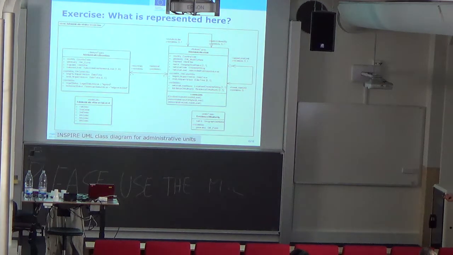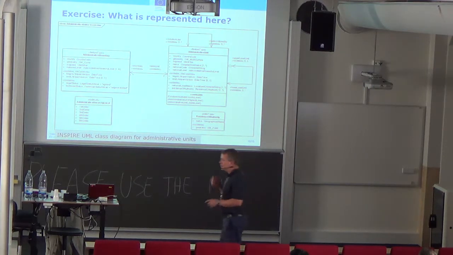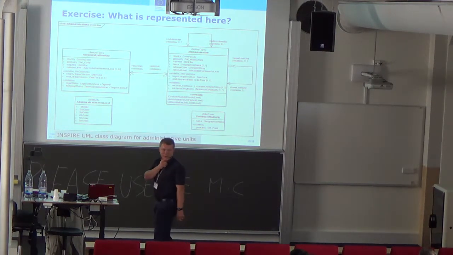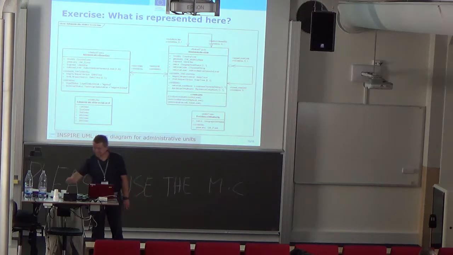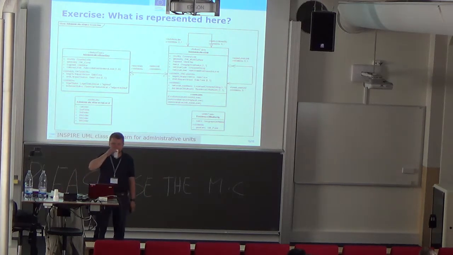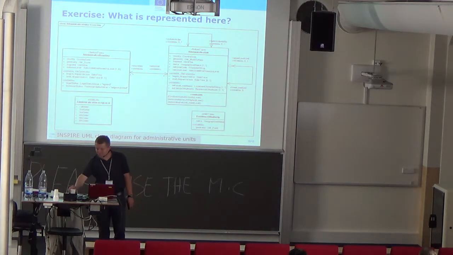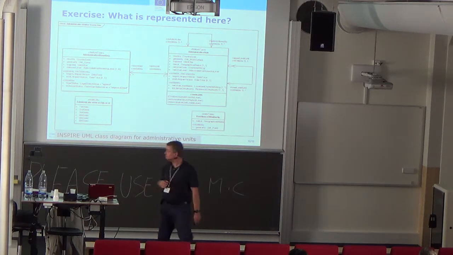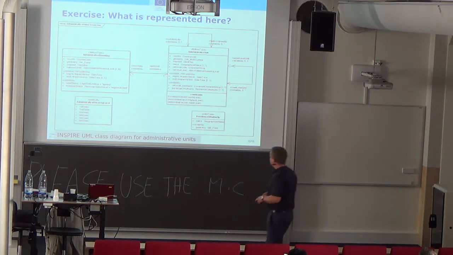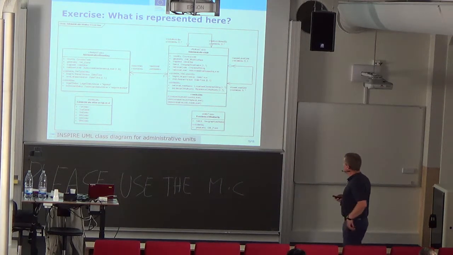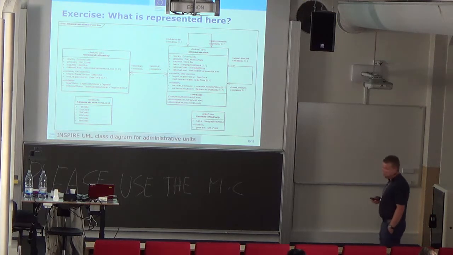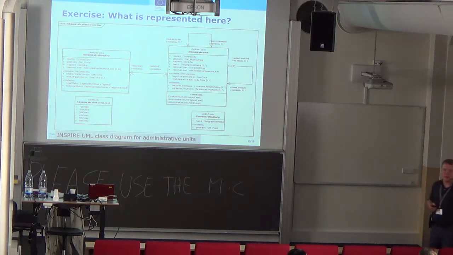Okay, so what is represented here? Maybe some of you who are not really familiar with UML can try to answer, if you were following very carefully what I was explaining. So this UML class diagram is coming from administrative units. Can we recognize some classes here?